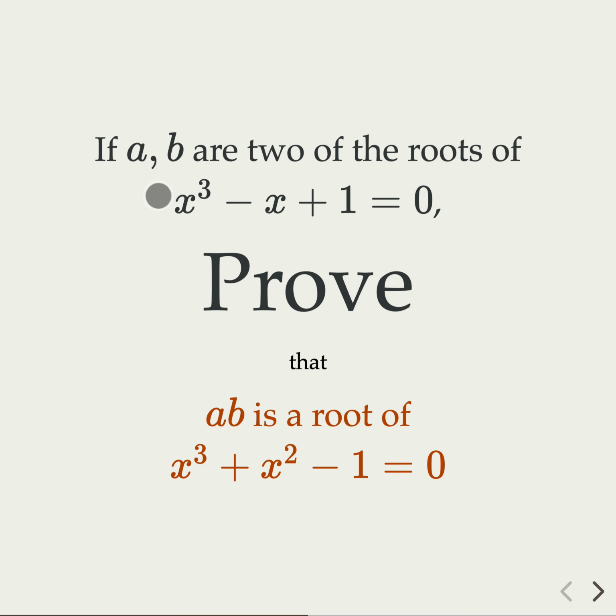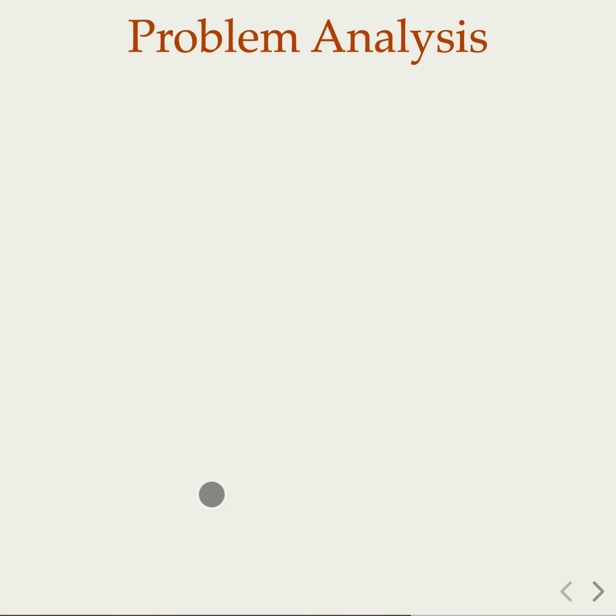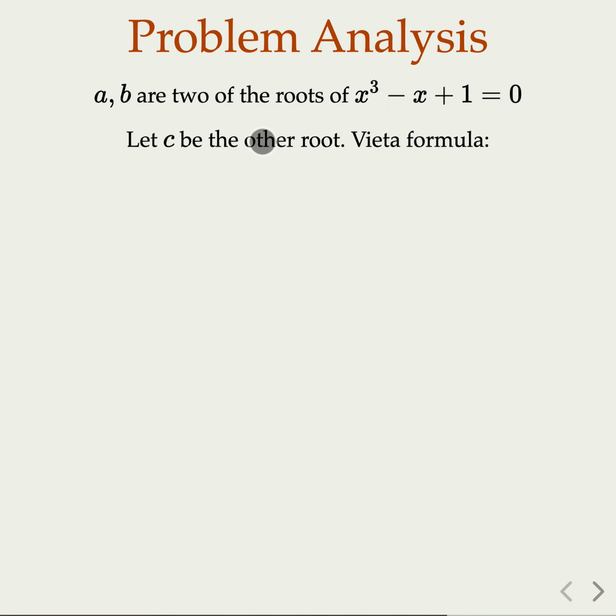We're given that a, b are two roots of this equation, and we try to figure out if ab is a root of the new cubic equation. Alright? So here, now the three roots, right? So what is the other root? Let's call it c. Let's assume c is the other root of this cubic equation here. We will know from the Vieta formula that abc, the product, is going to be negative 1.